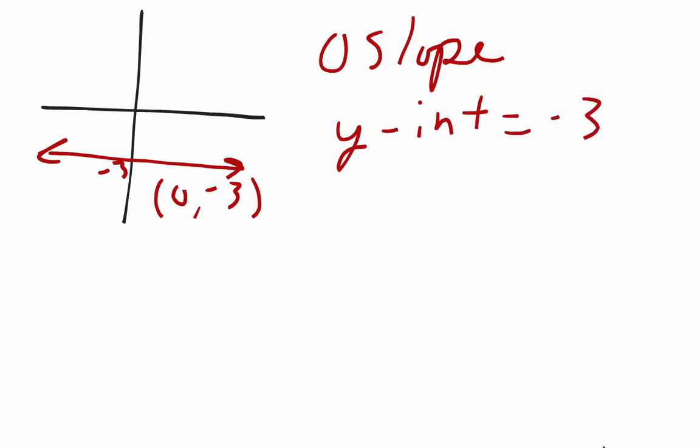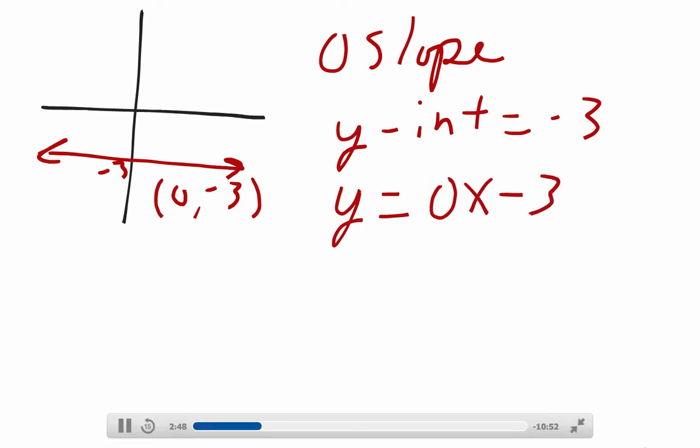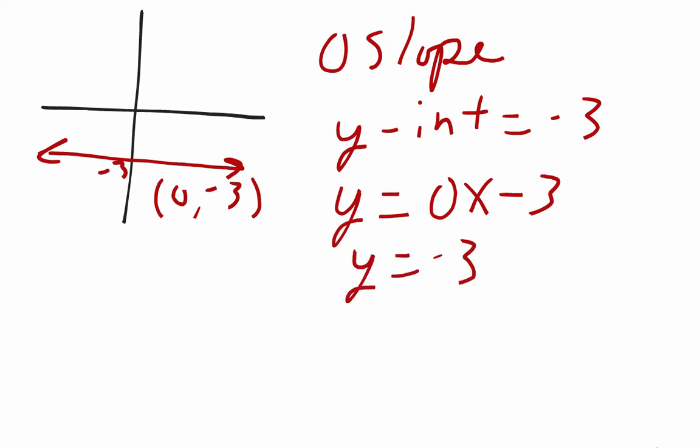And since I have a 0 slope, I can put it in slope-intercept form. It'd be y equals 0 times x minus 3. And then solve that. 0 times x is nothing, so 0, so it'd just be y equals negative 3. So then that would be my slope-intercept form of this graph here, y equals negative 3.